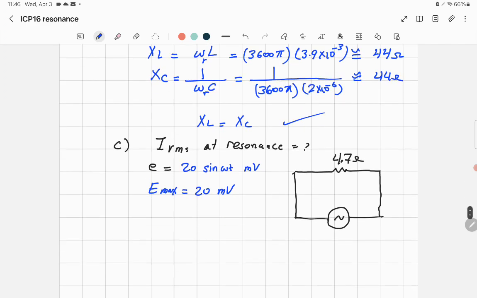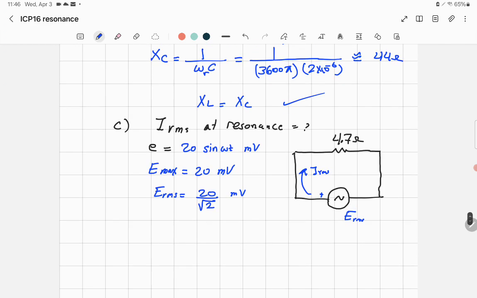To calculate the current, you have to express it using the root mean square. So what is the root mean square value? That will be equal to 20 divided by root 2 millivolt. And if you wish to express it as a phasor, it's at an angle 0. So you say 20 over root 2 at an angle 0. In any way, that's the root mean square of the voltage in the circuit.